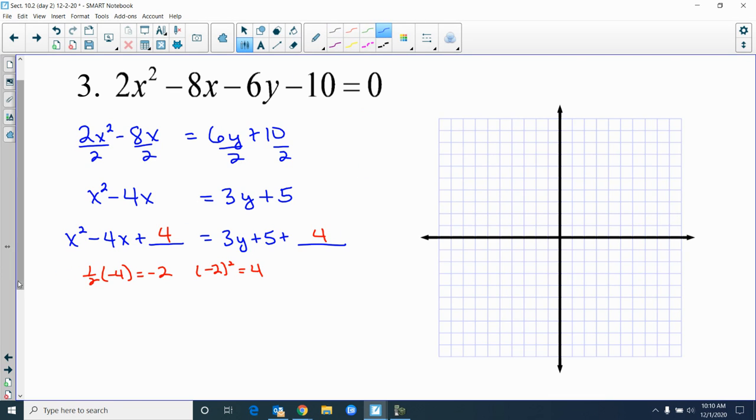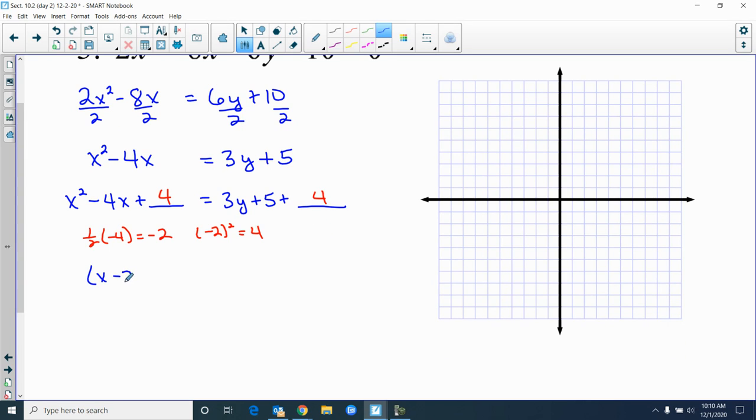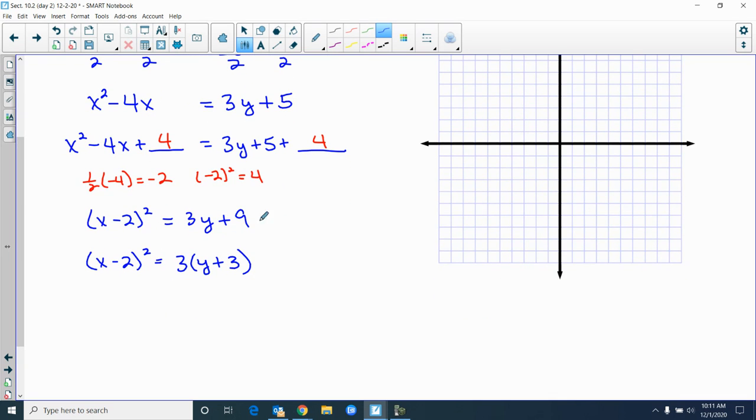On the left-hand side, it should factor into a quantity squared, and it will factor into x minus 2 quantity squared. And over here, it's going to be 3y plus 9. Not done yet. You're not done until you get no coefficient in front of the y on the right-hand side. So you factor out a 3, it becomes y plus 3. Now again, I would at this point say, all right, which way does it open? Since the x is being squared, it opens up or down. Since our a is positive, it's going to have to open up. That means my focus will be inside of the parabola. My directrix will be behind it.